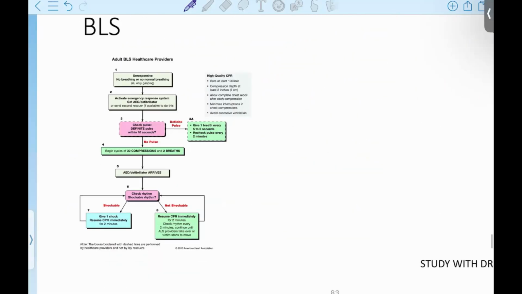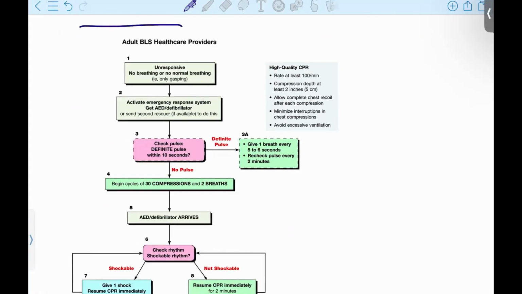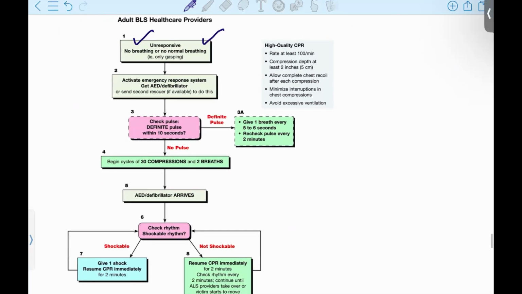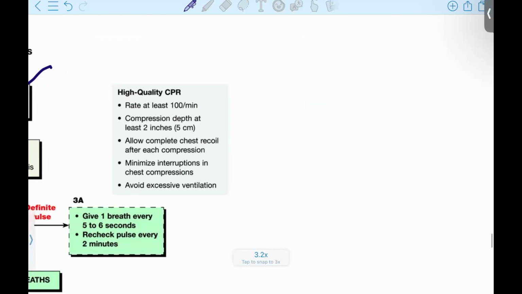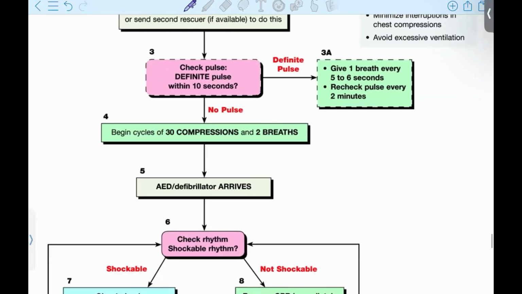Next one is the BLS. This is basic life support, how you have to proceed. When you see the patient is not breathing and has no pulse, immediately you have to start chest compression. How? At least 2 inches depth and a minimum of 100 beats per minute, you have to compress and allow complete chest recoil after each compression. Okay. Next, check for a definite pulse within 10 seconds, and if there is no pulse, continue the cycle of 30:2. Okay, 30 compressions to 2 breaths.